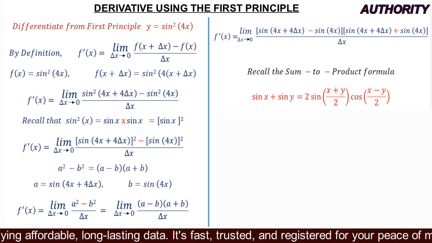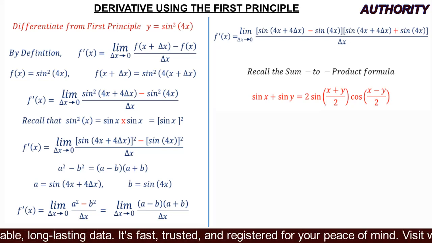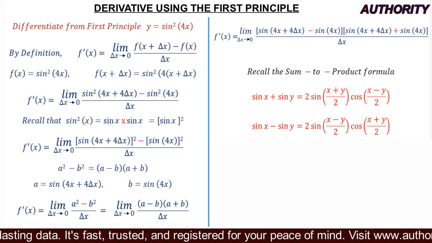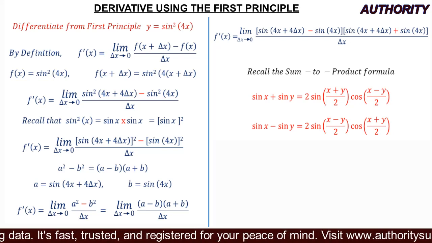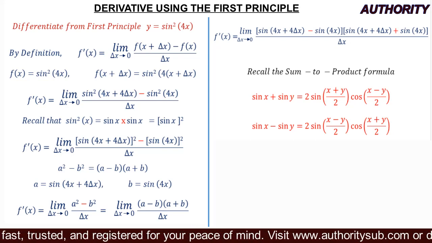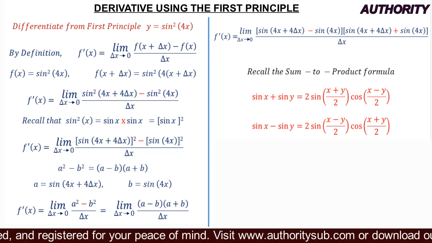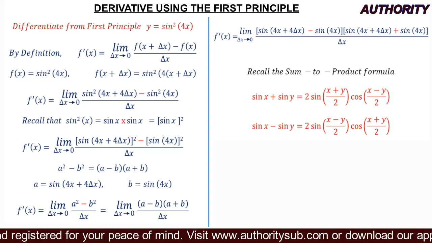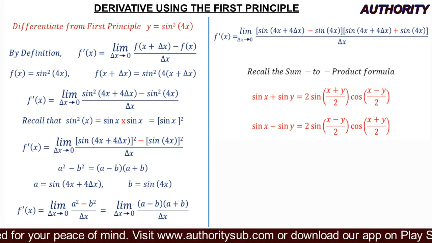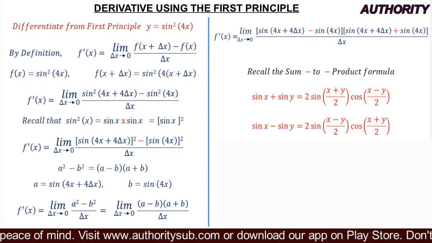Again, for the subtraction, this one is the sum. For the difference, which is subtraction, sine x minus sine y is going to give you 2 sine (x minus y) all over 2, multiplied by cos (x plus y) all over 2. Yes, you need to remember these two formulas. It's very, very important and also easy to remember.